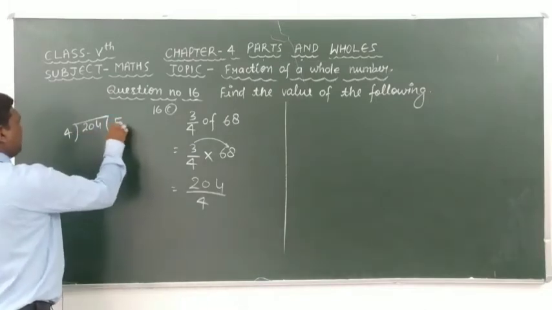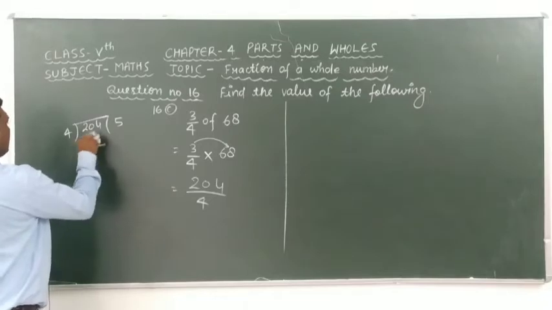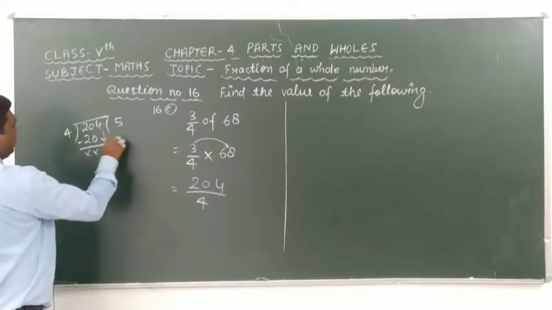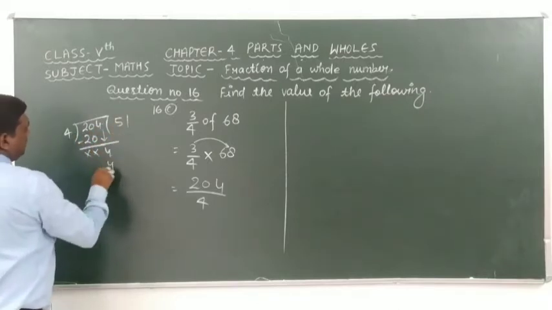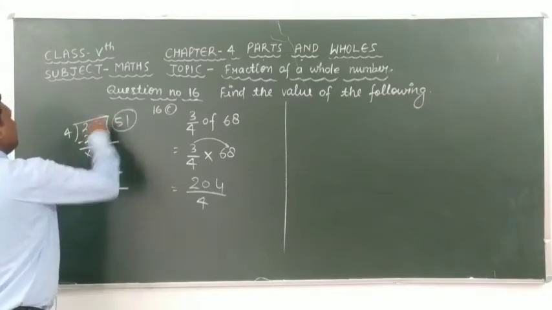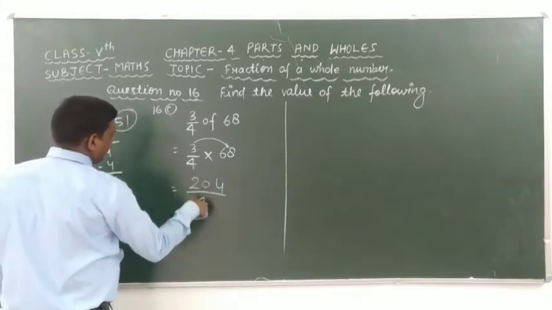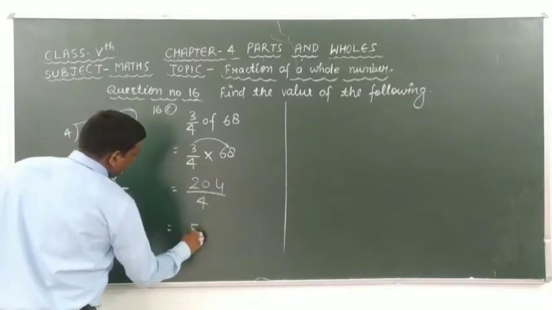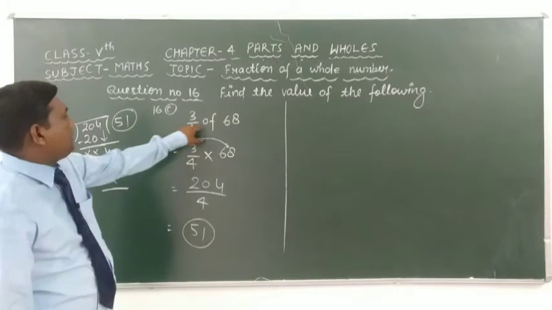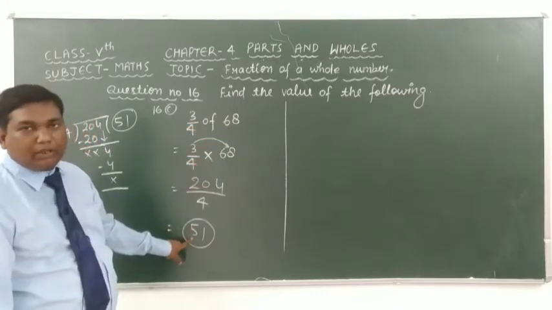4 times 5 is 20. After subtracting these we get 20 minus 20 is 0. It means that cancel out. Here we have to take 4. 4 times 1 is 4. After subtracting this, here we get 0. Then after solving these we get 51. Okay, sense? Then 3 over 4 of 68 is 51.